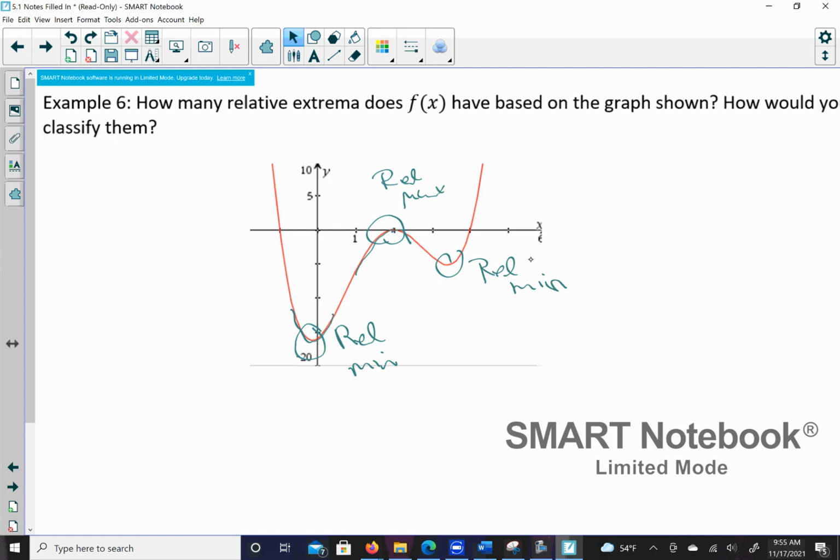When I'm looking for a relative max or relative min, I'm looking for the place where the graph changes direction. So I'm not going to look at these endpoints because they are not going to be a relative. They might be an absolute, but they're not going to be a relative.